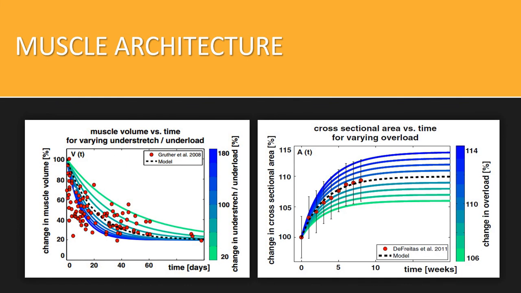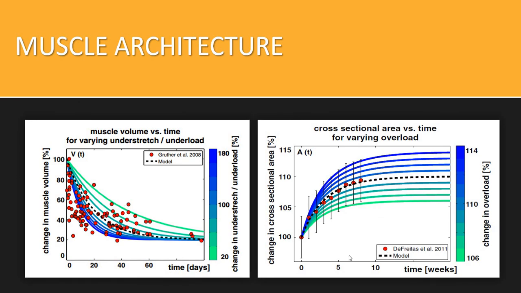So in the case of underloading and understretching, which would come as a consequence, you can see that there is a rapid decrease in muscle volume. So you only have to, on average, stop training. If we go from the average line here, for 20 days to lose almost half of your muscle volume, which is shocking to say the least.